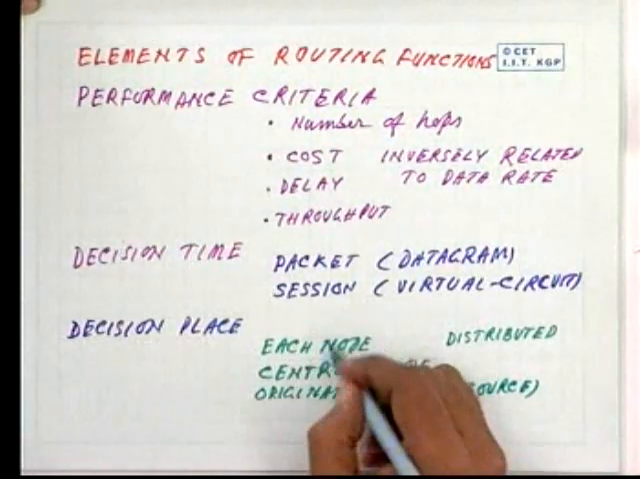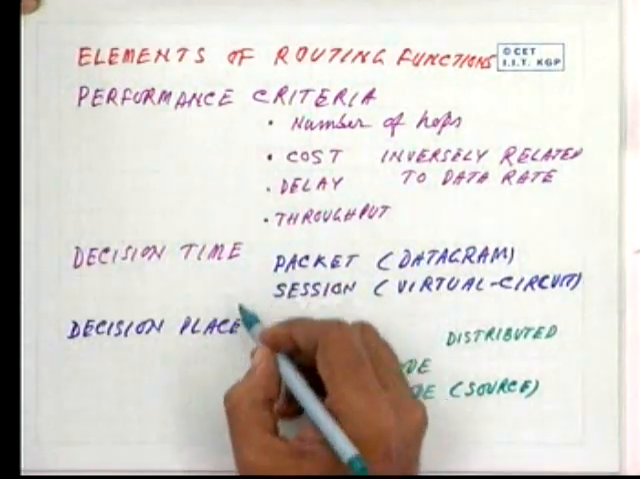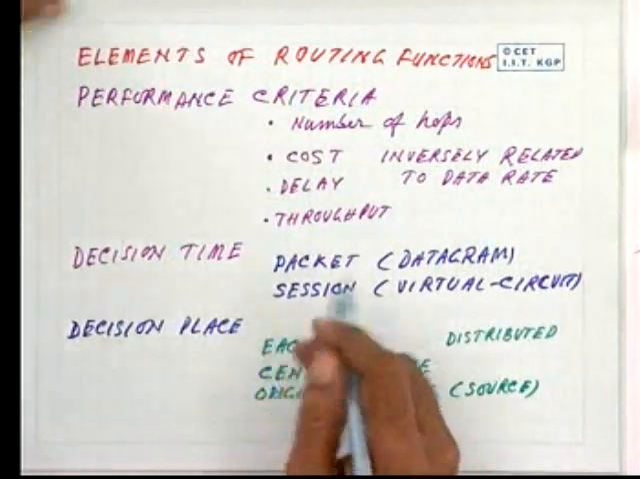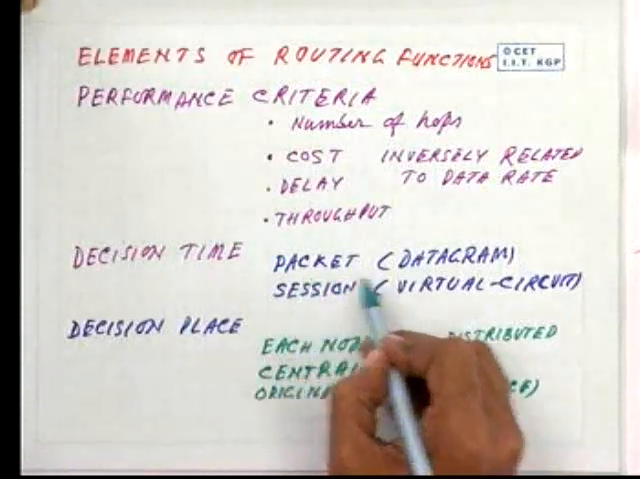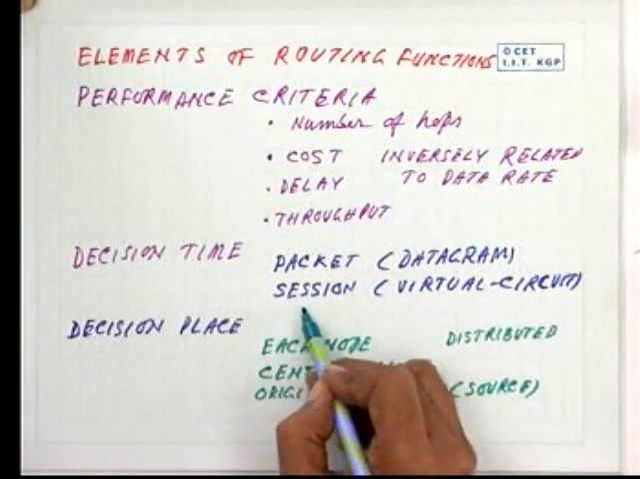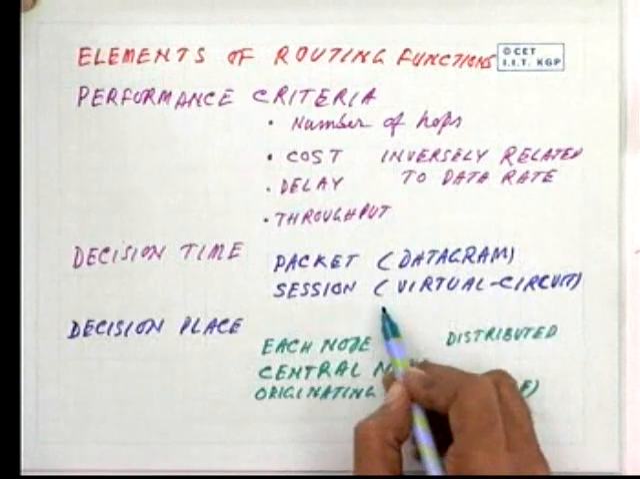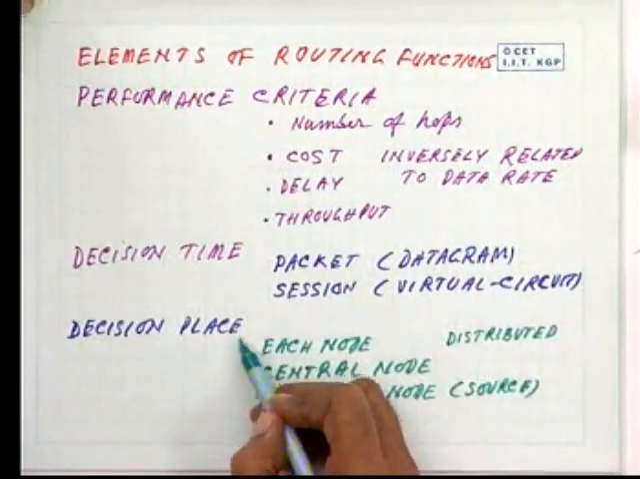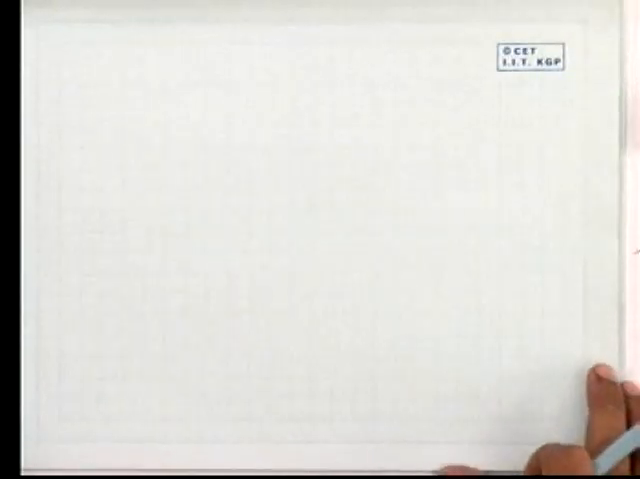So these are the three possible alternatives, and these decision time and decision place are interlinked, in the sense that depending on whether it is datagram type or session type, which is used in virtual circuit, the decision place will also change. Let us see the other elements.